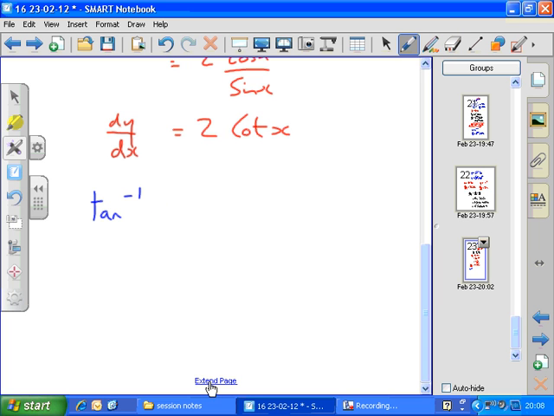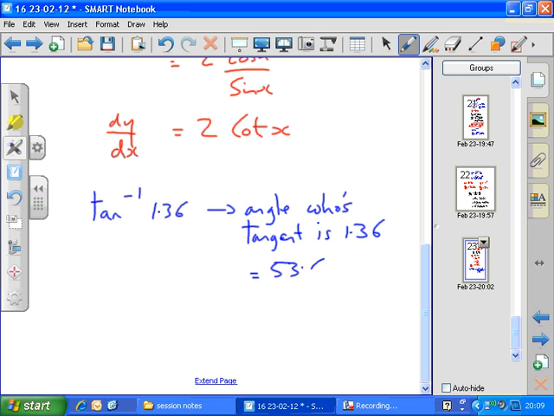Tan to the minus 1 of, say, 1.36 means the angle whose tangent is 1.36. And if you look on your calculator, you hit shift inverse tan, what do you get? What is the shift inverse tan of 1.36? 53.67 degrees.